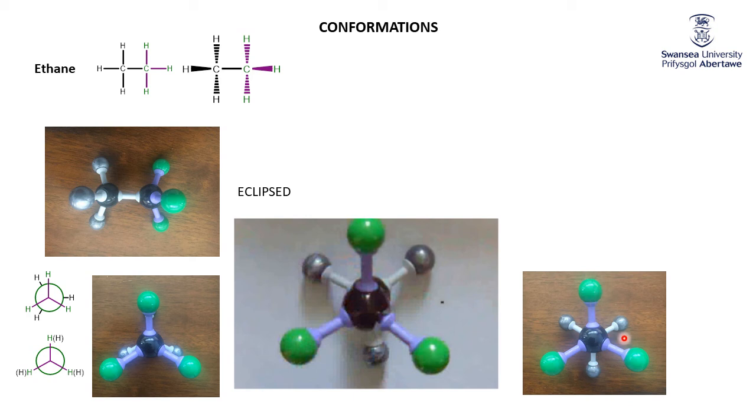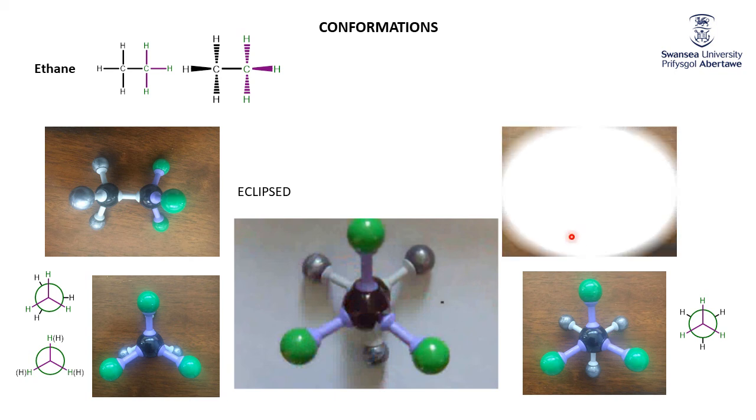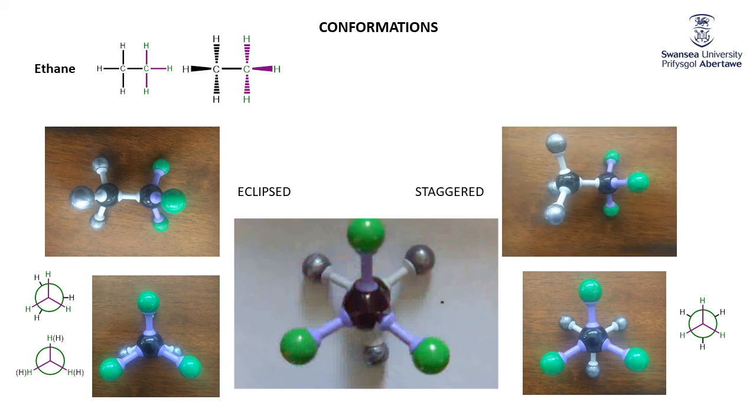So the same view for the front carbon, there is that same Mercedes-Benz configuration. In fact, let me draw it out there. There's the Mercedes-Benz arrangement there for the front carbon. But now for the back carbon, it's no longer eclipsed by the front carbon. In fact, it's exactly halfway between being eclipsed. If I'd continued rotating, then this silver ball would end up behind that, this silver ball behind that one, and that silver ball behind that one. But here we are halfway between two eclipses, and this is what's called a staggered conformation.